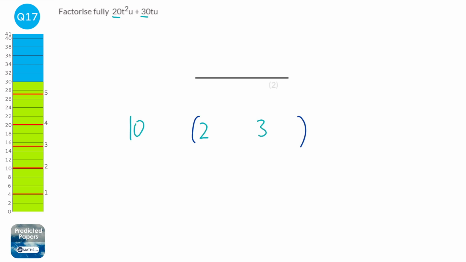Next I'm looking at the t terms. So we've got t squared there and a t there. So we can divide out a t, but that will leave a t on the first term. And finally I'm going to look at the u, and there's just a u on both of them I can factorise out, and actually that just leaves nothing on the inside of the bracket.